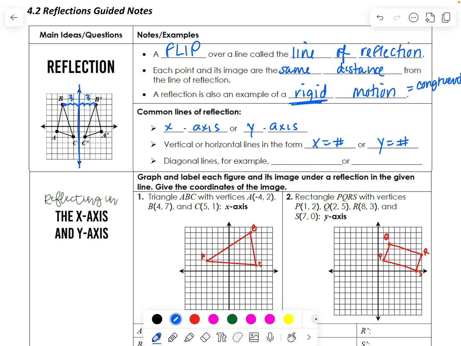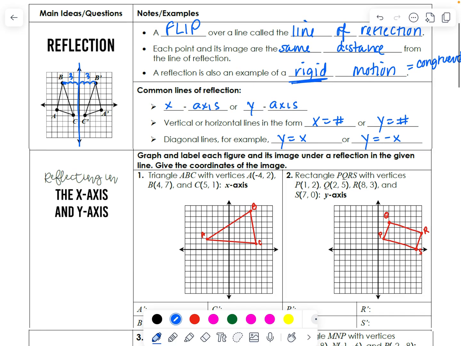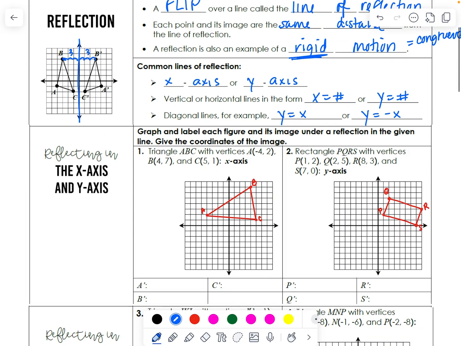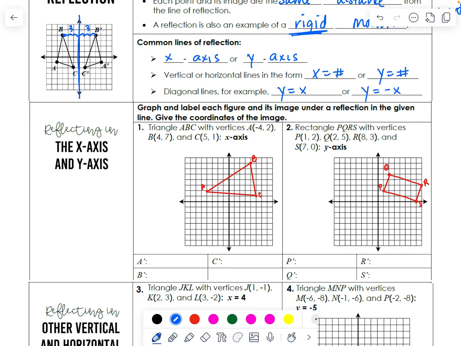And we're going to do the diagonal lines of y equals x. So that means it has a slope of 1 and a y-intercept of 0. And y equals -x. And for those, honestly, we're going to learn some rules and some formulas that would be best to tackle those.